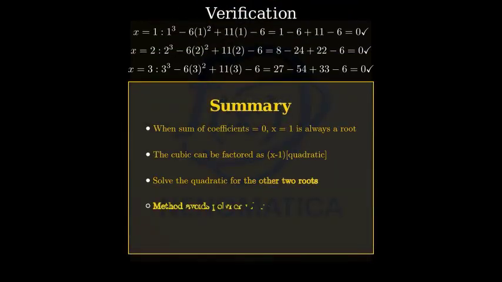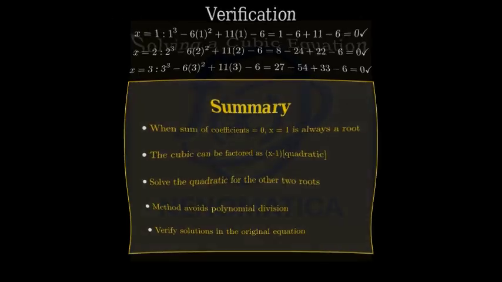In summary, we've learned a special method for solving cubic equations when the sum of the coefficients equals 0. This method allows us to find one root immediately as x equals 1, and then we only need to solve a quadratic equation to find the remaining two roots. Remember, this method works specifically when the sum of all coefficients in the cubic equation equals 0. In such cases, we can directly apply the factorization x minus 1 times a quadratic expression. This method is much faster than polynomial division or using the cubic formula.